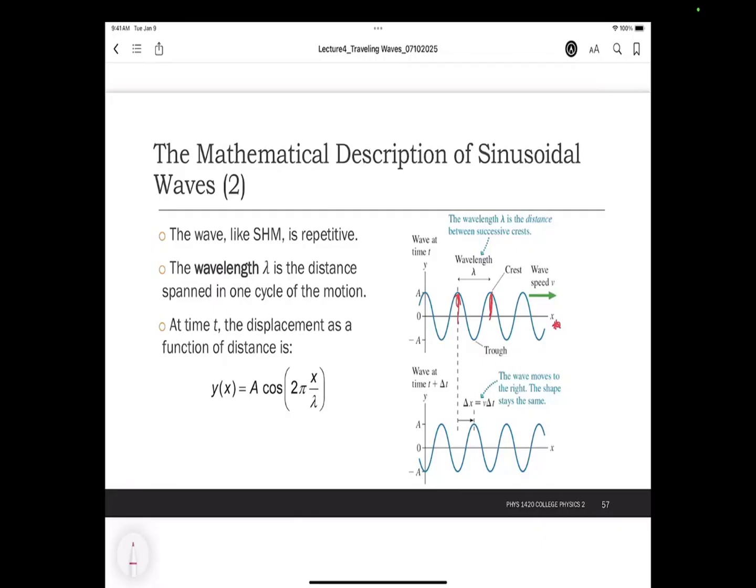At a specific time t, for example here is time t, the displacement as a function of distance is just like this. Because it is a simple harmonic motion, we can use a similar equation to represent it. Here y is the displacement, and A is the maximum, with a cosine, because this is a cosine function. Does it make sense to you? Yeah. Okay.